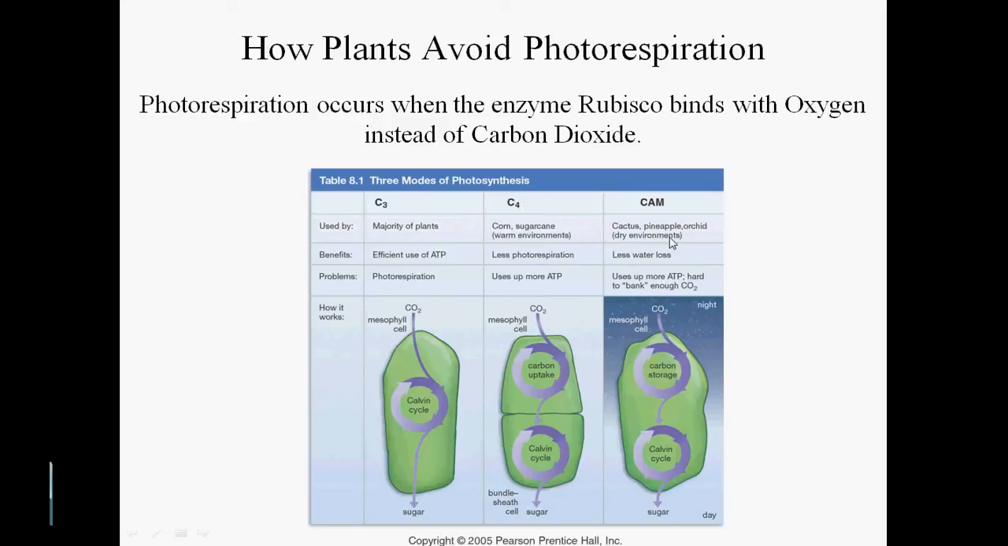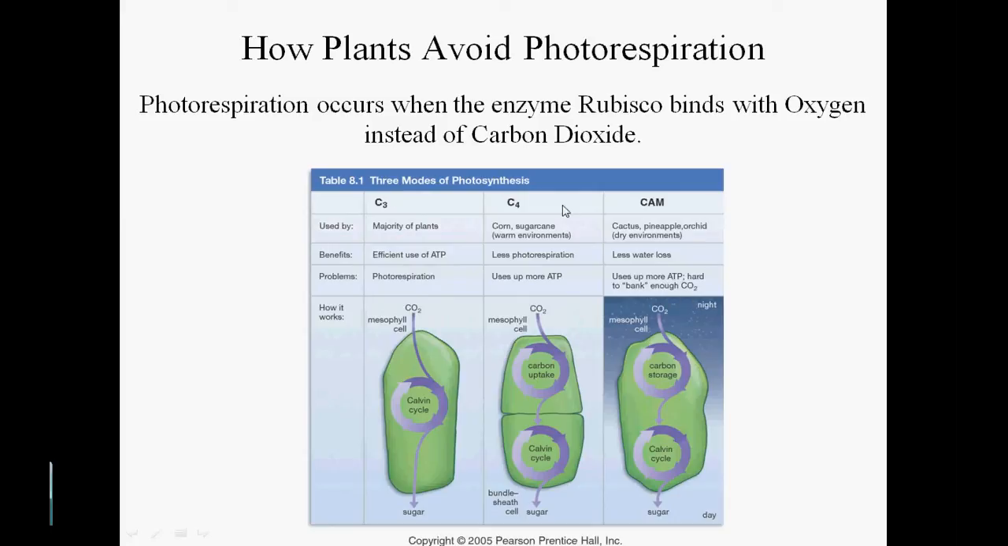Well, the CAM photosynthesis, which is your desert plants, your cactus, pineapple, your orchid, they close their stomata during the day because that is when it's the hottest. And so what they have to deal with is them drying out. Remember, the stomata are the pores located on the epidermis. And so how the CAM prevents photorespiration is by closing its stomata during the day and then opening their stomata only at night. And so they have less water loss. However, it's difficult for them to bank enough CO2 because their stomata are only open at night. So it's difficult for them to bank enough CO2 to go through the Calvin cycle and produce their own sugar.